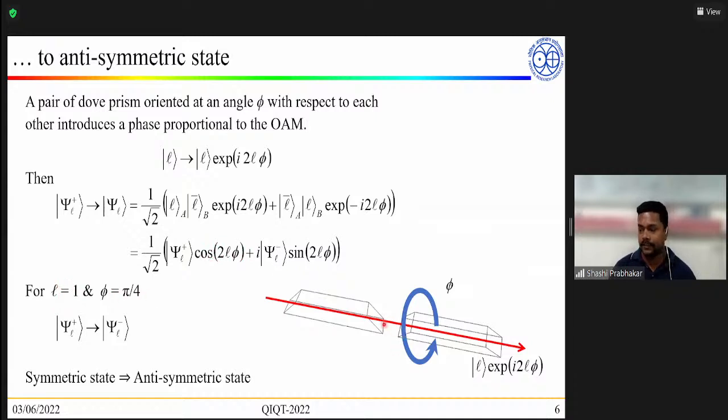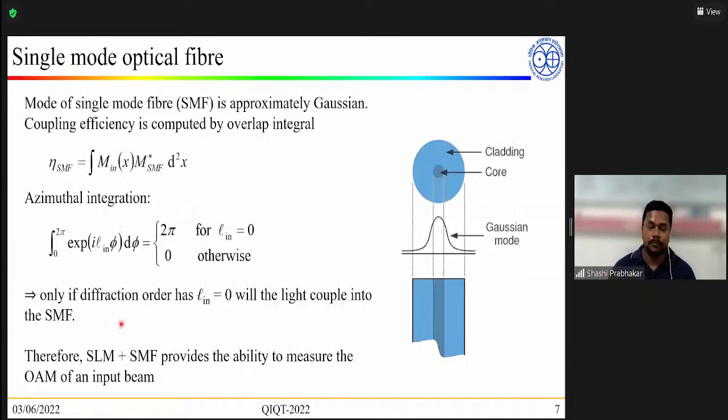If there is a relative angle difference of pi by 4, we go from a symmetric state to an antisymmetric state. So this is one of the operations, one of the other operations that we can do on OAM, or orbital angular momentum, states of light. And the last part, which comes to the detection, is by using a single mode fiber.